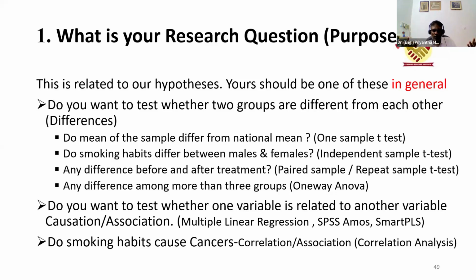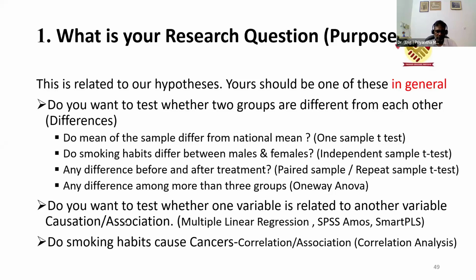So ANOVA is very important. ANOVA means you have more than two groups. If you have two groups, then you go for the independent sample t-test, for example male and female. If you have more than two groups, more than three groups, you have to go for the one-way ANOVA. Okay, I will give you an example within another two to three minutes. This is very important.